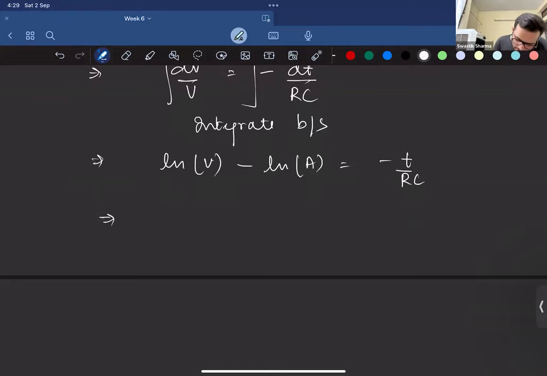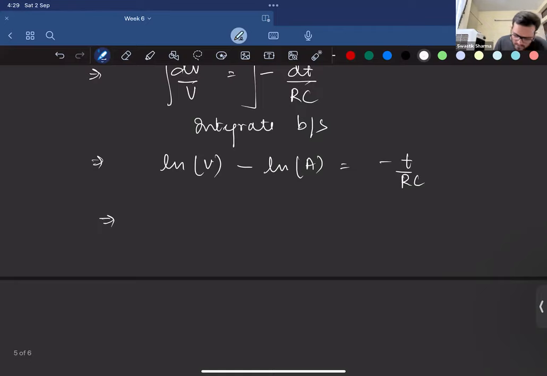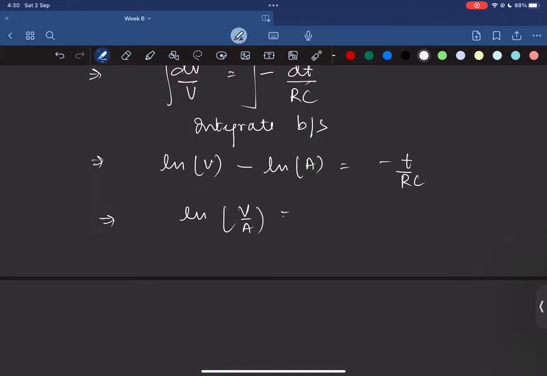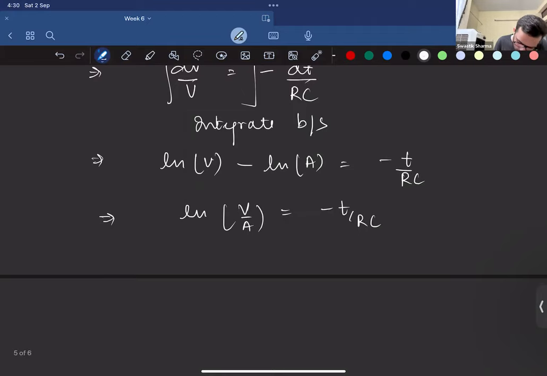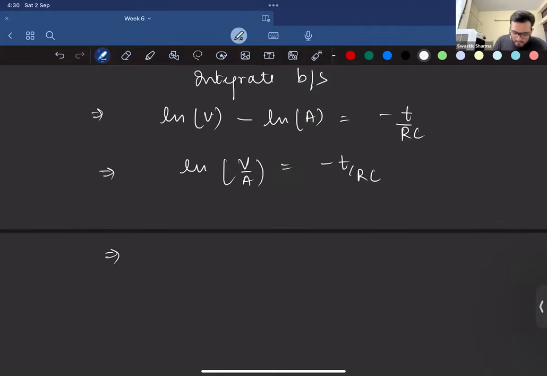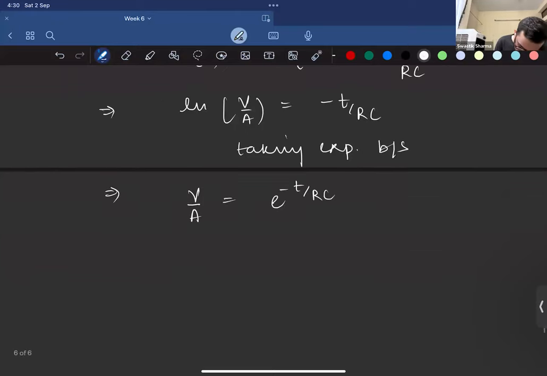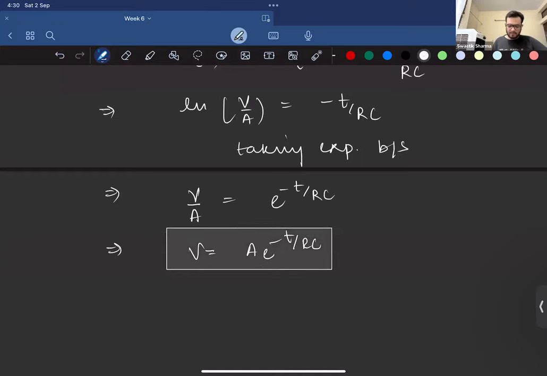Now, ln V, so if there are two natural logs in subtraction to each other, how can we write them? We can write them as ln V by A. So that means taking exponential both sides, we get V by A is equal to e raised to power minus t by RC, which means V is equal to A e^(-t/RC). But we still have one question to answer. What exactly is A, right?